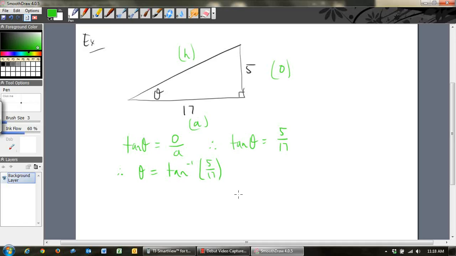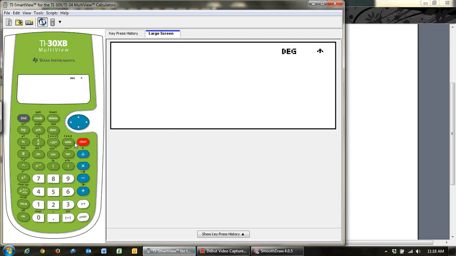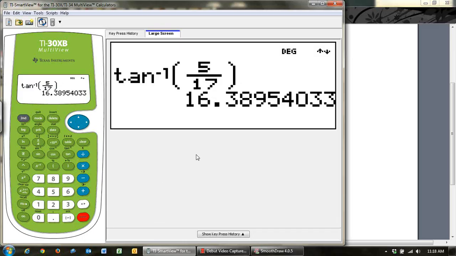And then you go to your calculator. tan⁻¹ of 5/17. So just clear that. Firstly, go to second, tan⁻¹. And then we want to put a fraction in here. So we'll press the fraction button and go 5/17. Press across to get out of the fraction. And then do your close bracket. And then press enter.